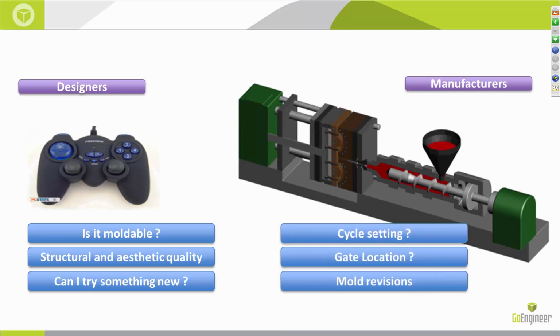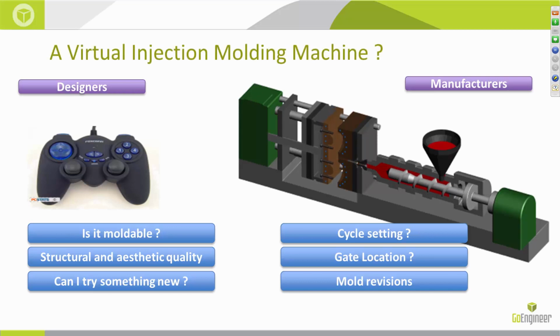Now let's look at what the manufacturers think about as soon as they get the product. What do the machine cycle settings have to be? Where should the gate locations be? And finally, how many mold revisions could they avoid by getting valuable insights on the injection molding process prior to actually manufacturing the product with an injection molding machine? What we are proposing with SolidWorks Plastics is essentially a virtual injection molding machine tool, by which you can plug in all these parameters, such as the cycle settings, the gate locations, and the type of plastic that you'd like to apply to your product, and validate its manufacturability while justifying its structural and aesthetic qualities.